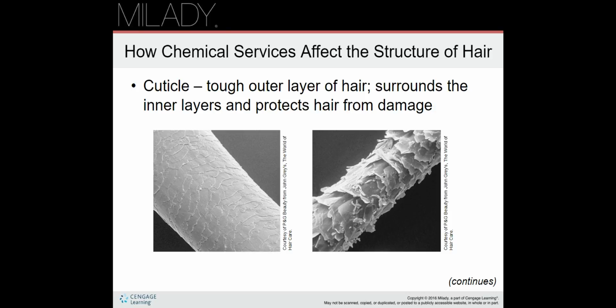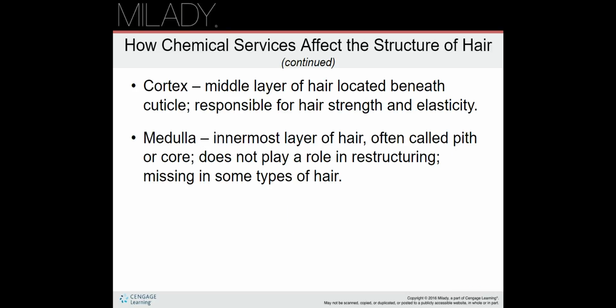Okay, so we got to go back to the basics. This is the outer shaft of the hair. This is the cuticle, the toughest outer layer of the hair. It surrounds the inner layers and protects the hair from damage. So the cuticle layer is on the outside. The cortex is the middle layer of the hair and is located beneath the cuticle. It's responsible for hair strength and elasticity. So please remember that the hair's strength and elasticity comes from the cortex.